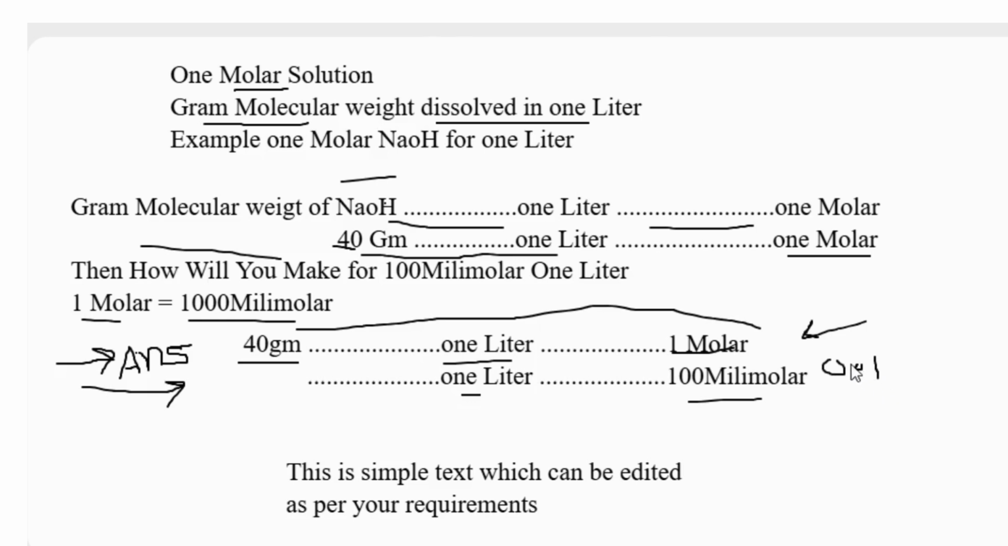This 0.1 we have to multiply with the principal gram value, that is 40. Then the answer becomes 4. 40 multiplied by 0.1, the answer will be 4. Then 4 gram dissolved in 1 liter will give the concentration 100 millimolar. Correct. So now we have understood these things, hopefully.